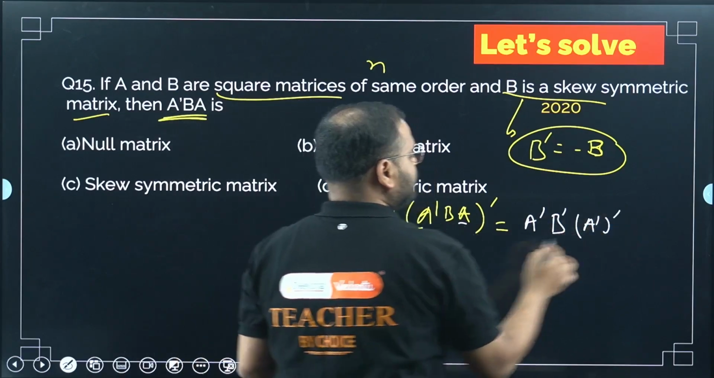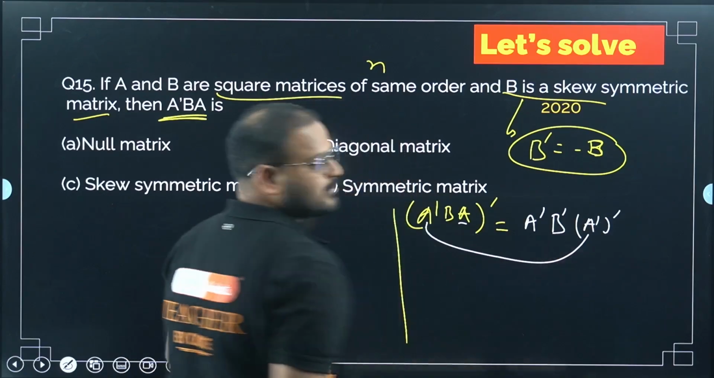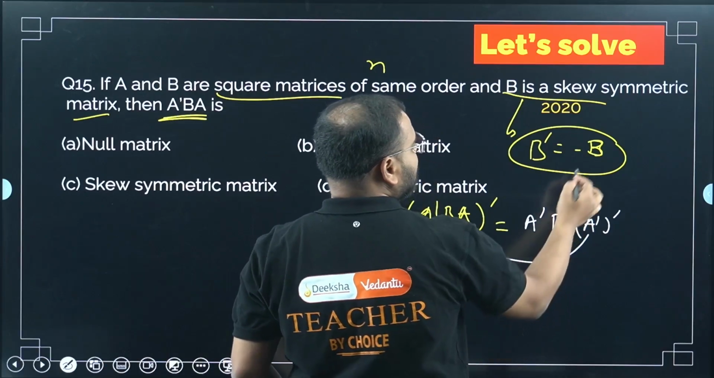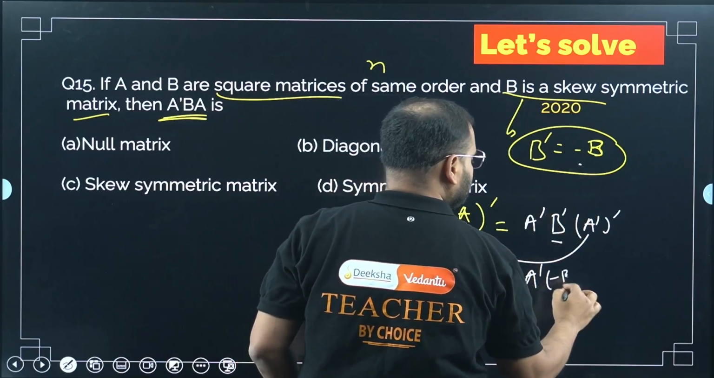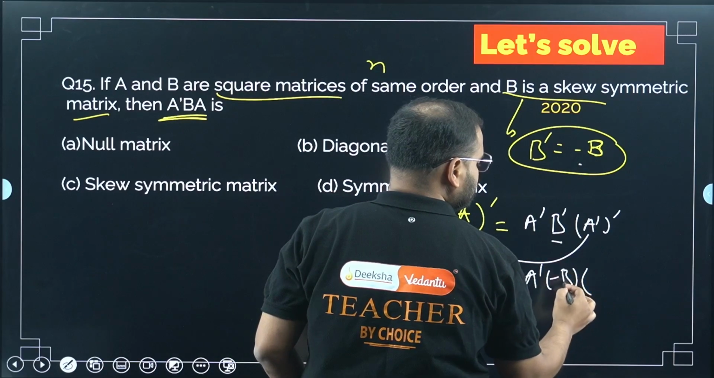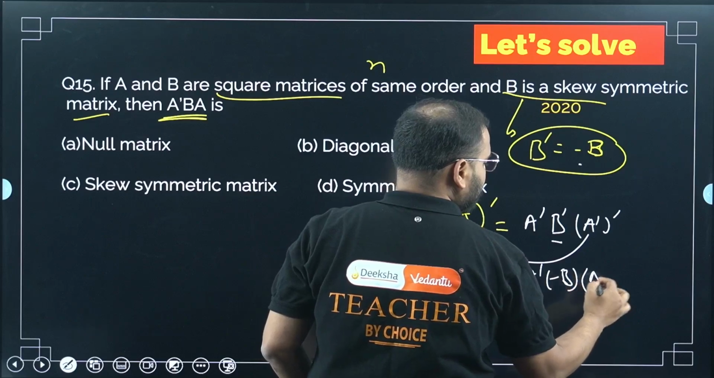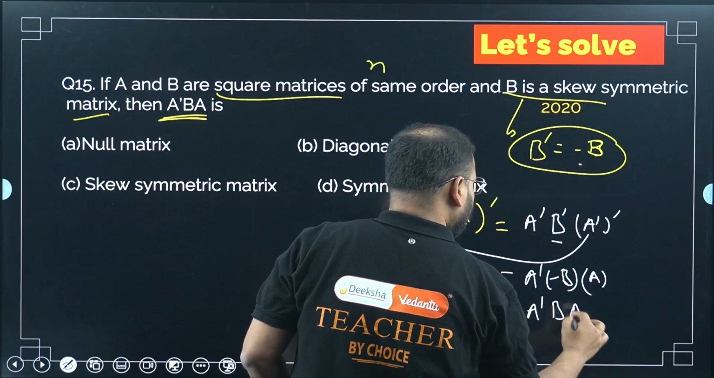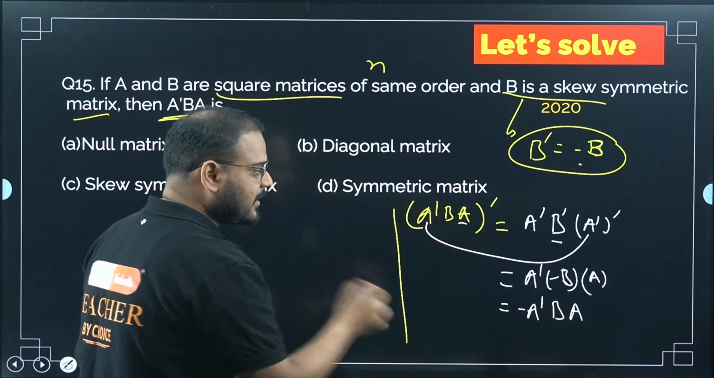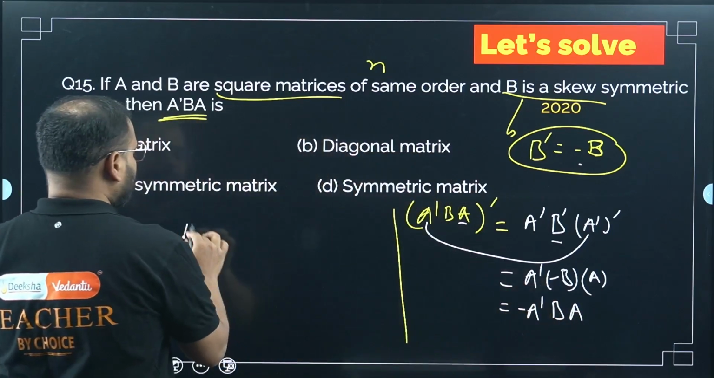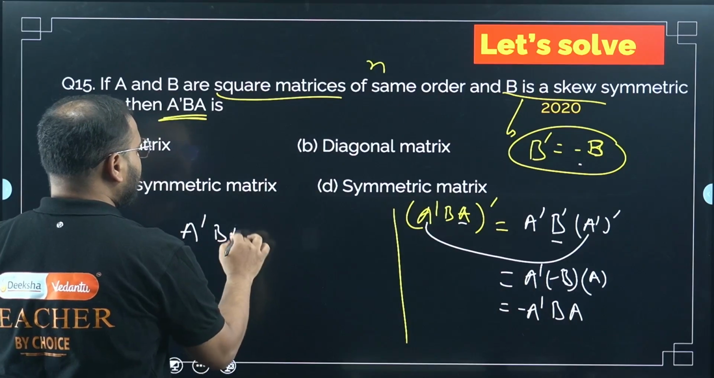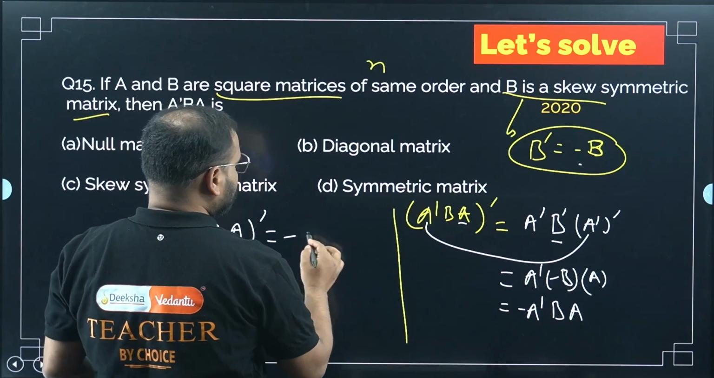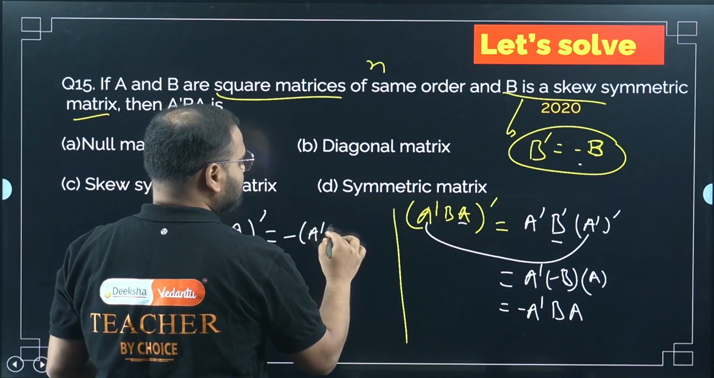And this will become A transpose the transpose. This will come here, right? A transpose the transpose, what am I getting as the result? A transpose. What is my B transpose value? Minus B. And what is this? Simply A. What am I getting here? A transpose B A with a negative sign. Please check. I can take the minus out. So I started with A transpose B A, the whole thing transposed, and I got the final answer as minus A transpose B A.